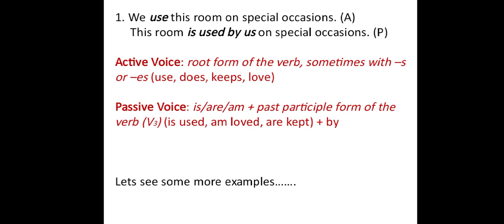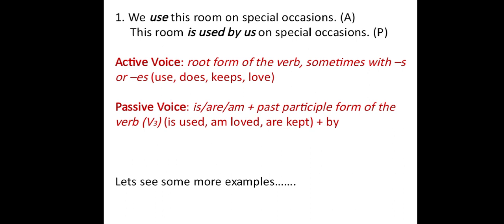When we transform this simple present tense from active to passive voice, we need to change the verb form of that sentence. For this, you need to apply this rule of passive voice. You need to add am, is, are as per the subject plus past participle form of the verb. We can call it also verb 3, V3 form. So you will get is used, am loved, are kept, plus the preposition by, always you need to add, and after by always you will write the subject of the sentence. You will use a subject in place of an object in passive voice. Let's see this answer. Here in this sentence, this room is an object.